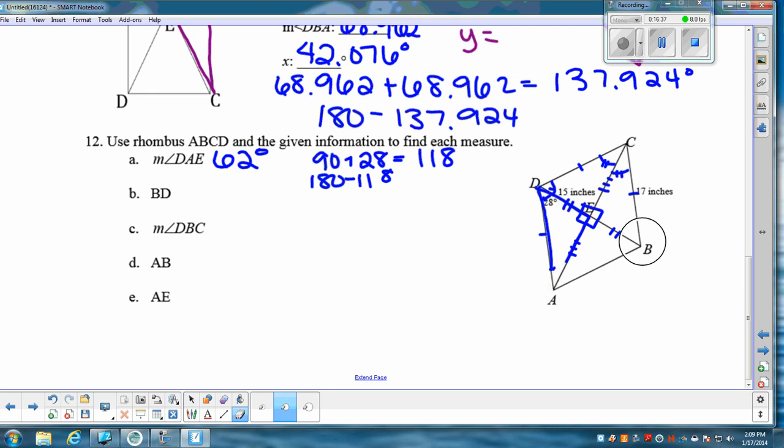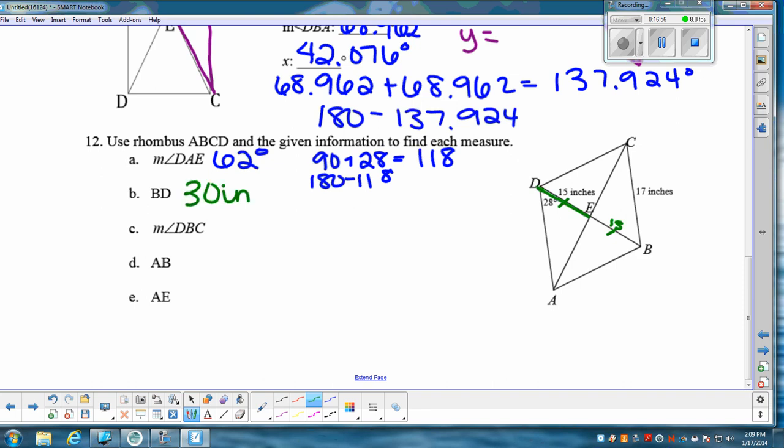Even though I just marked everything up, I'm going to erase it to make the next step look a little less confusing. BD. Well, we know that our diagonals bisect each other, so since DE is 15, BE would also be 15, which makes BD 30 inches.